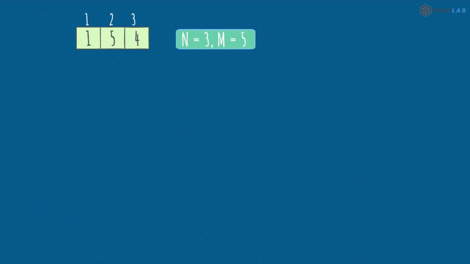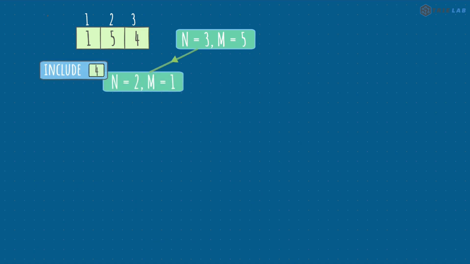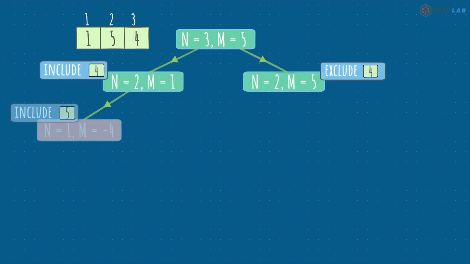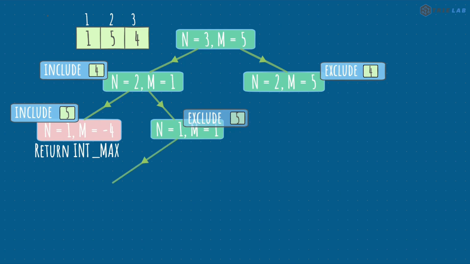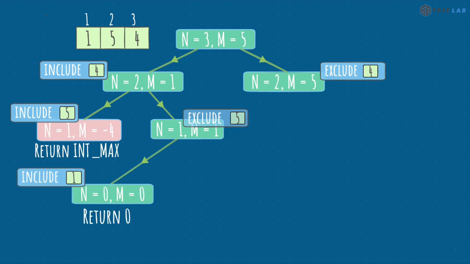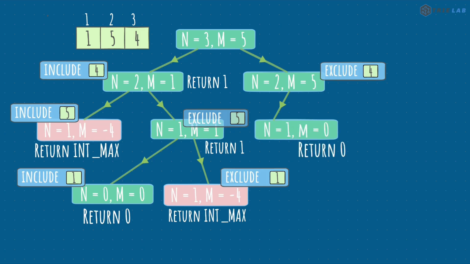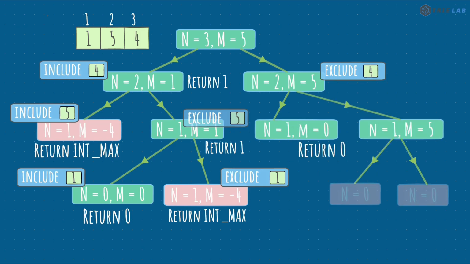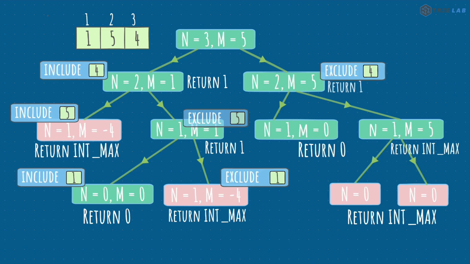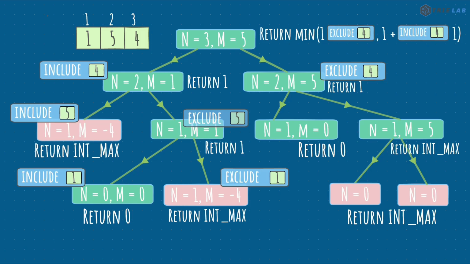Let's take a simple example with n as 3 and m as 5. Now we can either include the nth element or we can exclude it, and once we reach the base case, we return 0 or int max depending on the base condition. Now when n equals 0 and m equals 0, we have found a solution since the sum is exhausted. So we can return 0 and each recursive node propagates the minimum of the two subproblems upwards. Similarly, when we exclude the third element, we return 0 when the sum is exhausted and the minimum is again propagated upwards. We finally take the minimum of the two subproblems on the first node to find the result.